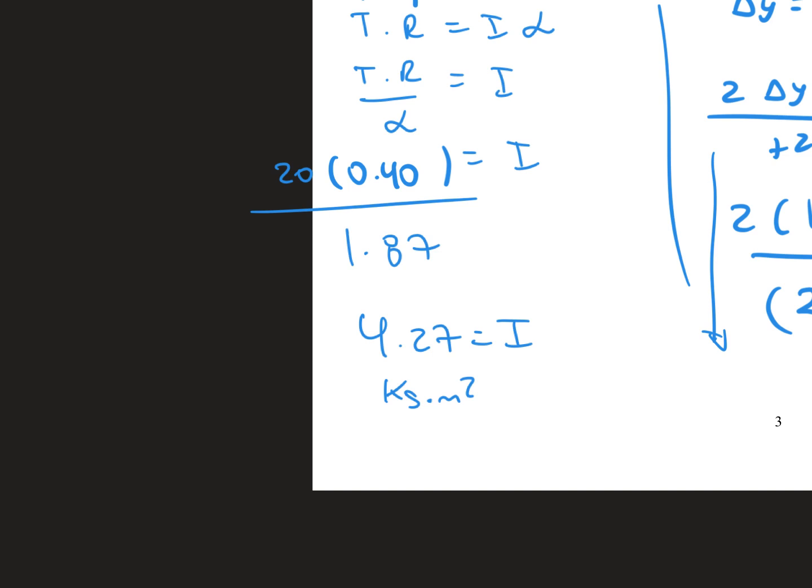So as we plug in the values in this case, we end up with an answer of 4.27 kilograms per meter square.